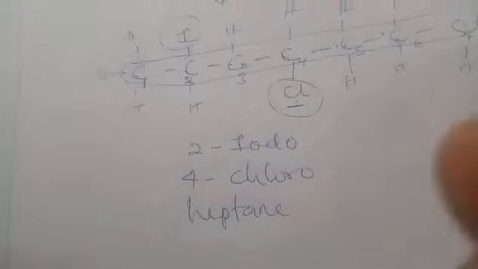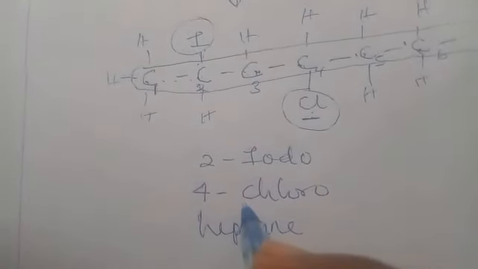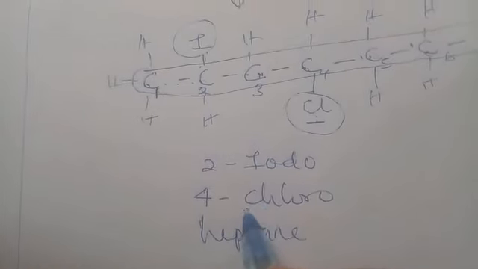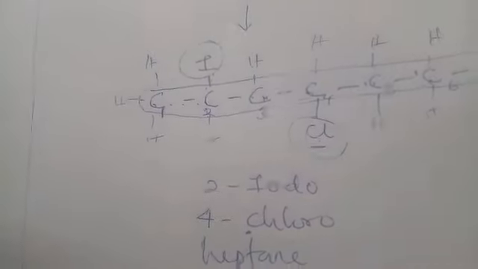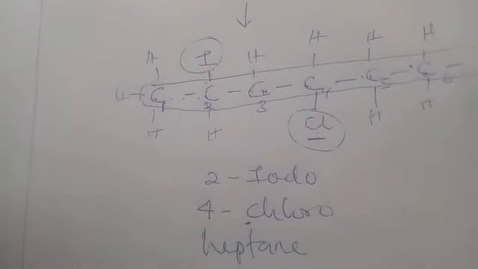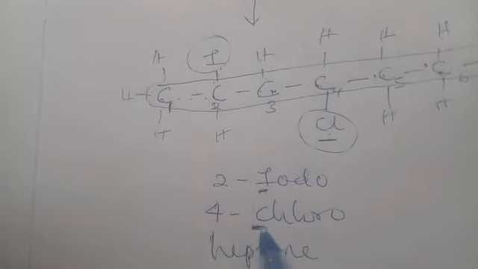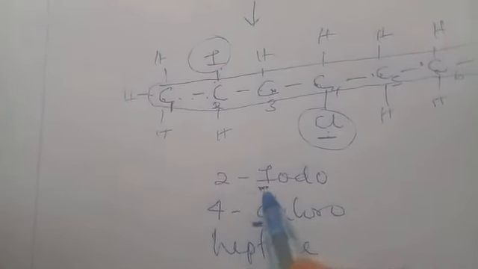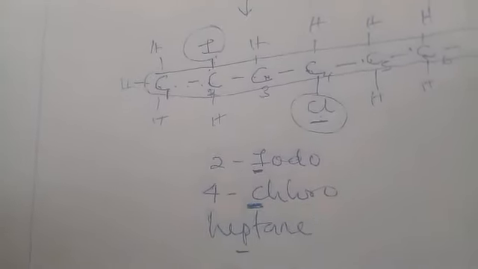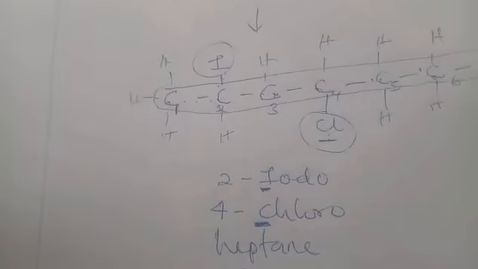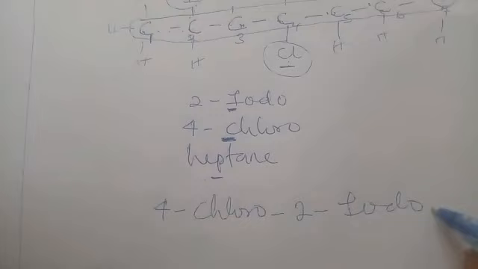Now, when you want to write the full name, you consider the first letter, alphabetical order. You arrange them in alphabetical order. The parent name should be the last name there. So we have chlorine and iodine. In the alphabetical table, chlorine comes first before iodine. So this is 4-chloro, 2-iodo, heptane.